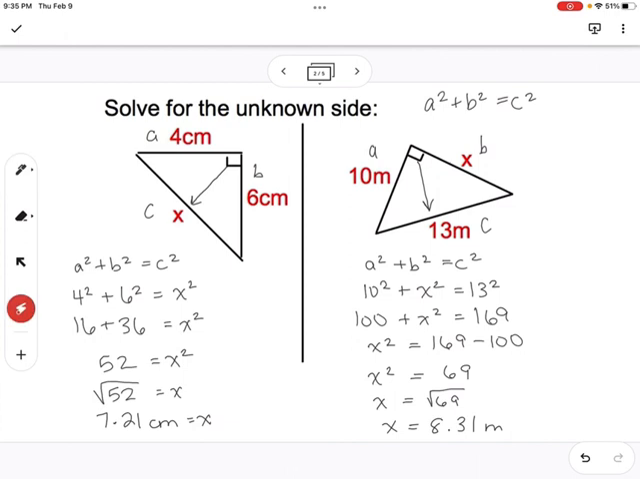Okay, so when we're given the hypotenuse and we don't have another side, we just have to do an extra step, and that's rearranging the equation in order to find what that side is.